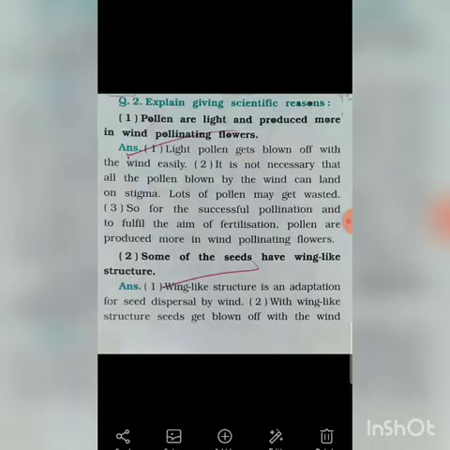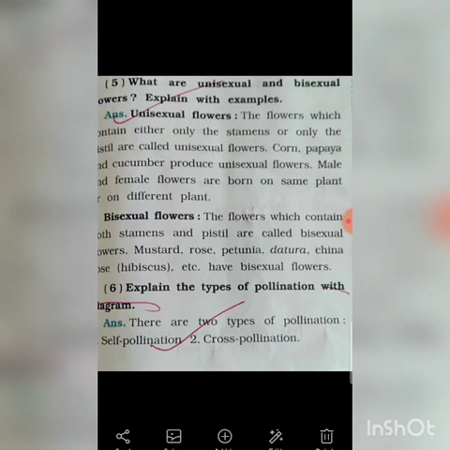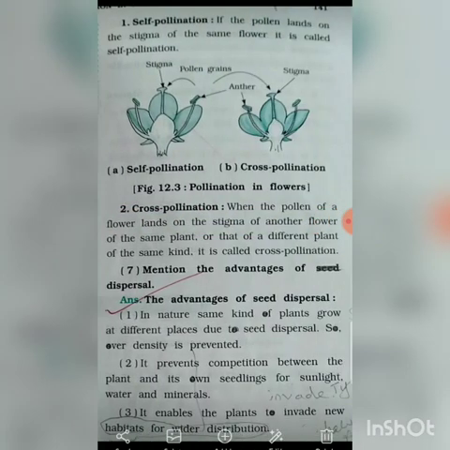Students, these are the give reasons and differentiate between stamen and pistil. Then the short question answers, that you are going to write down in your notebook.